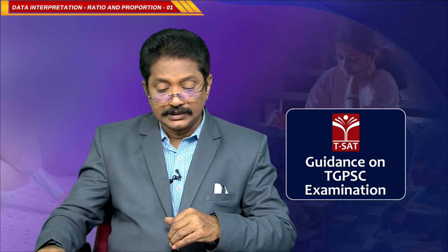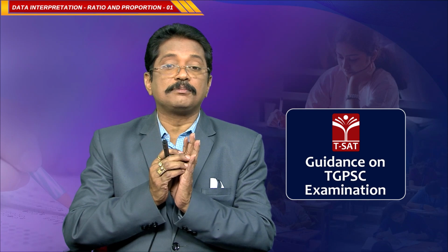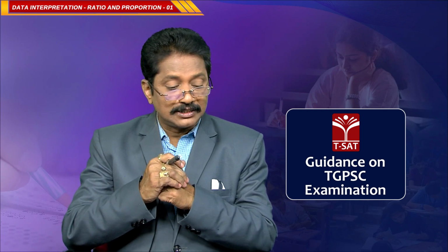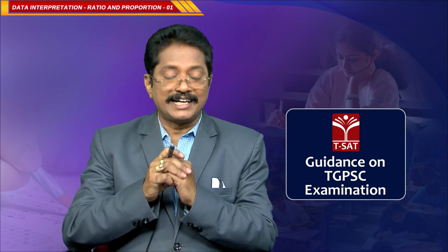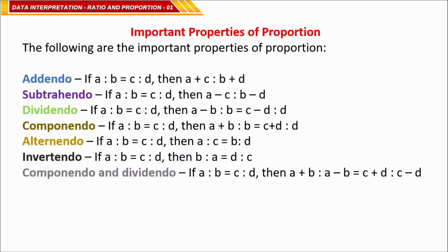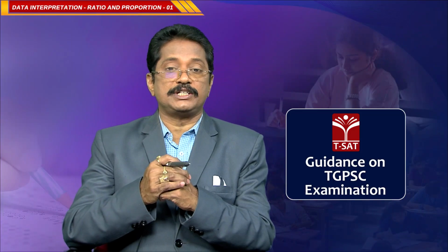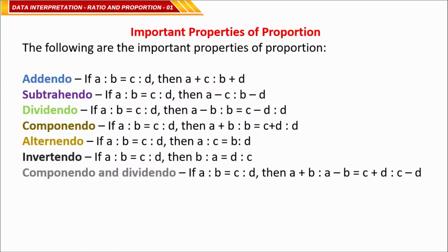clear. Now we are going to discuss the very important properties of proportions. One is called addendo. Addendo means when A is to B is equal to C is to D, then you can compare A plus C is to B plus D. Subtractendo: A is to B equal to C is to D, then A minus C is to B minus D. This is rarely used, but the most frequently used ones are first dividendo.